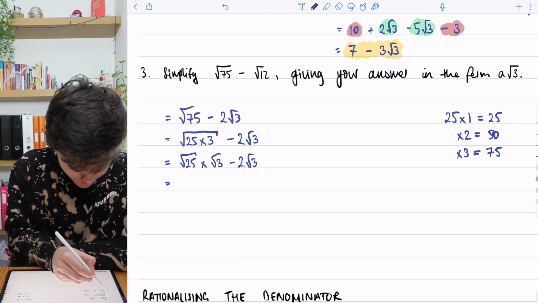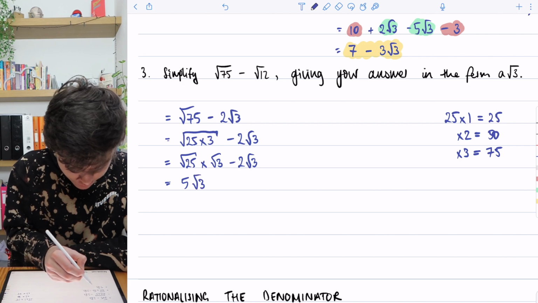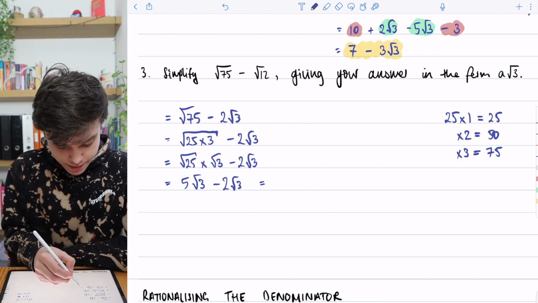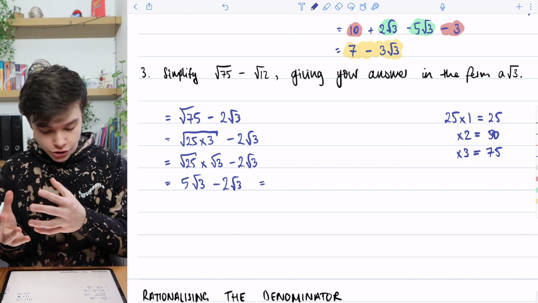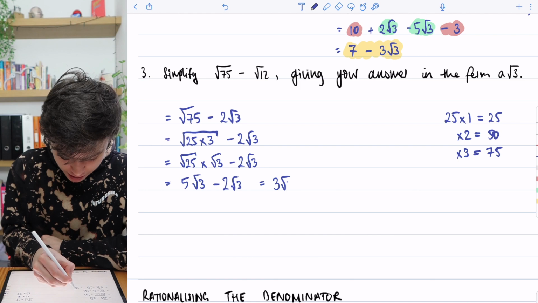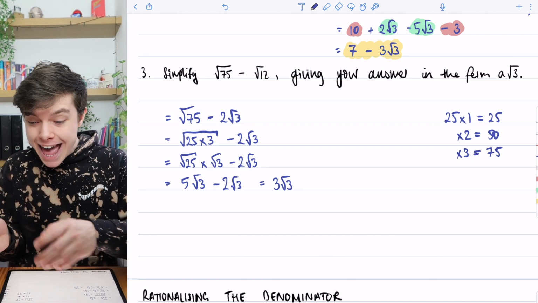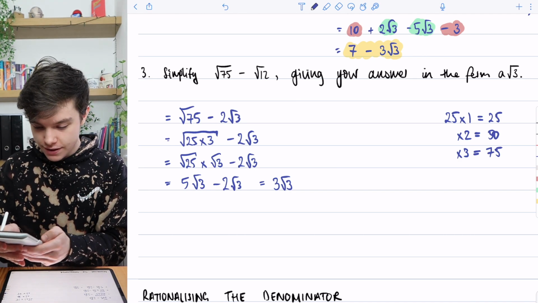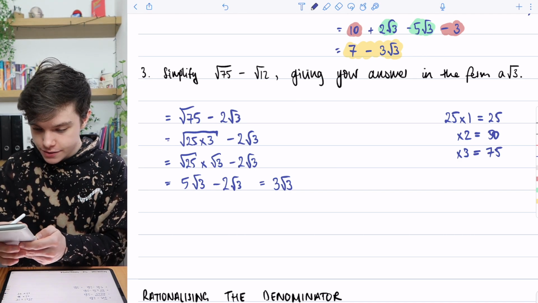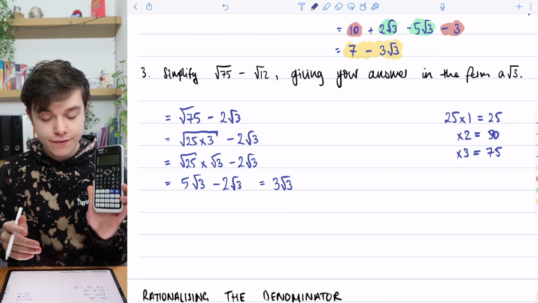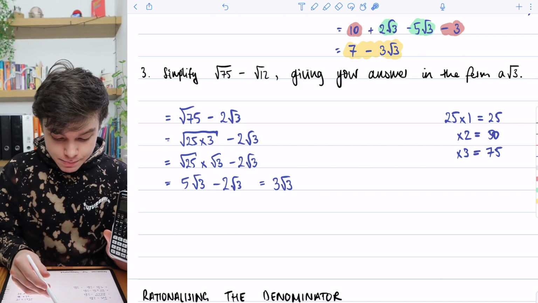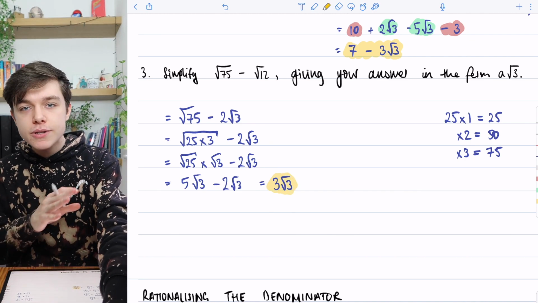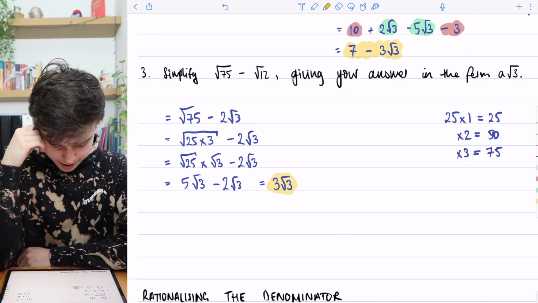And then the square root of 25, what we know is 5, so I can write that as 5 root 3 minus 2 root 3, and that's just going to give me 5, and then I'm taking another 2, so that's going to give me 3 root 3. And again, you can check that in your calculator. So the square root of 75 minus the square root of 12 does in fact give us 3 root 3. And we can't simplify that any further because we can't take out a square root from 3, so we're just going to leave it as 3 root 3.